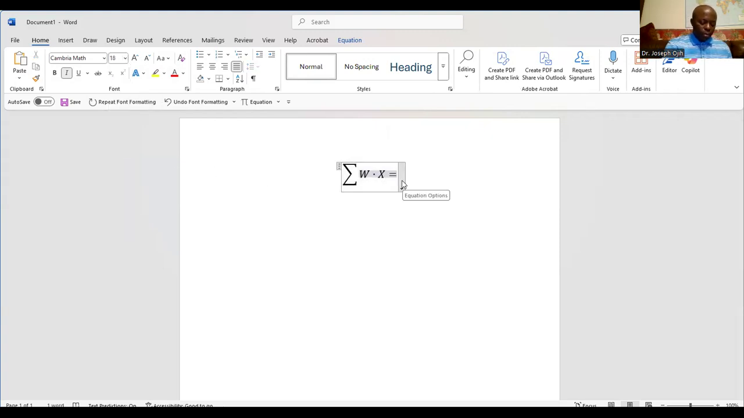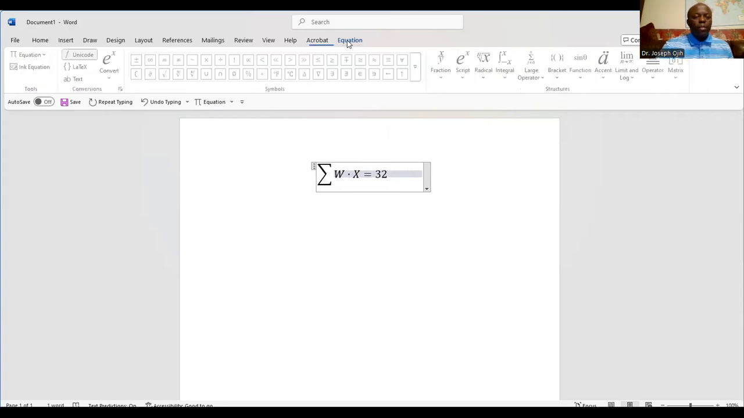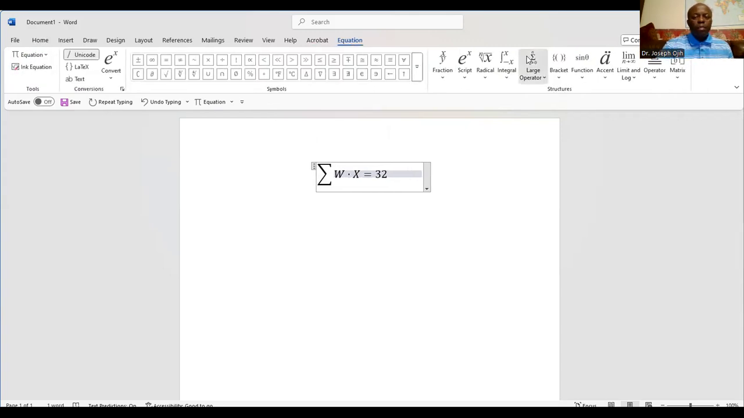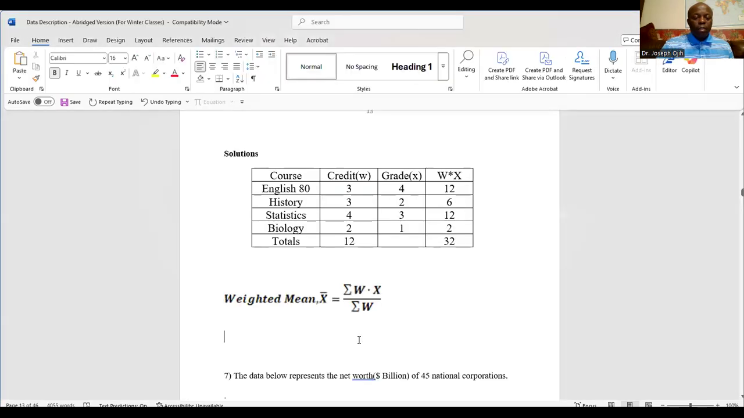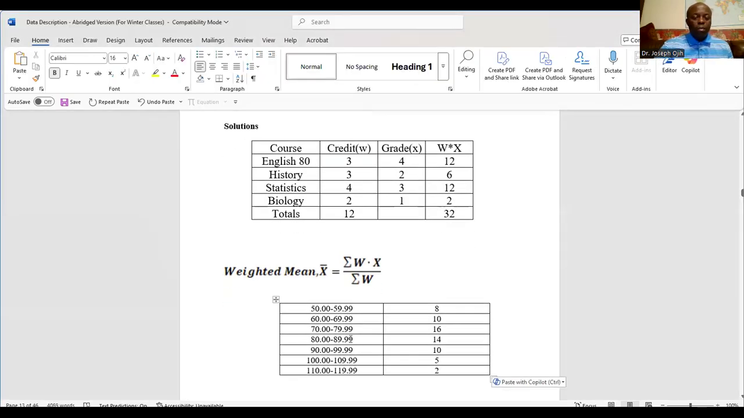The sum of weight times x is 32, and the sum of weight itself is 12. So I'm going to copy this so we can have them both there, right there, from what we have on the table. So we got sum of weight.